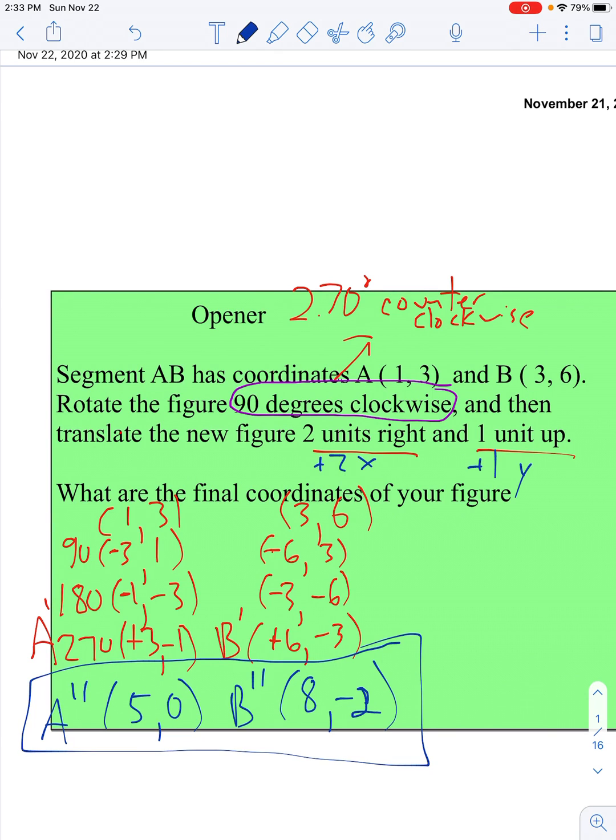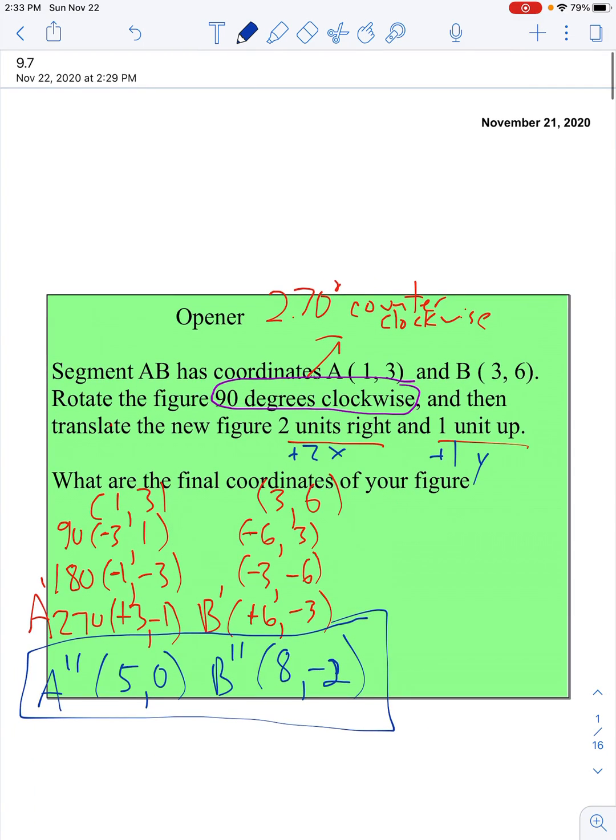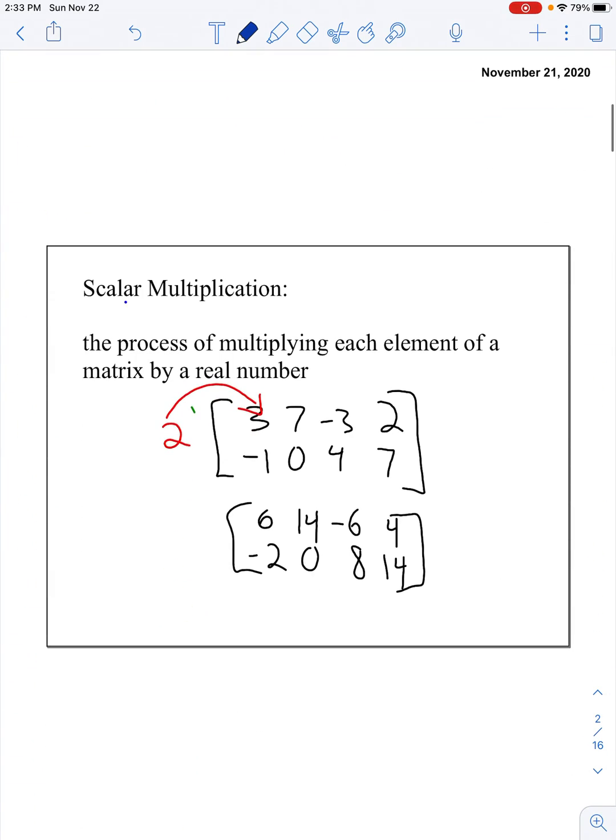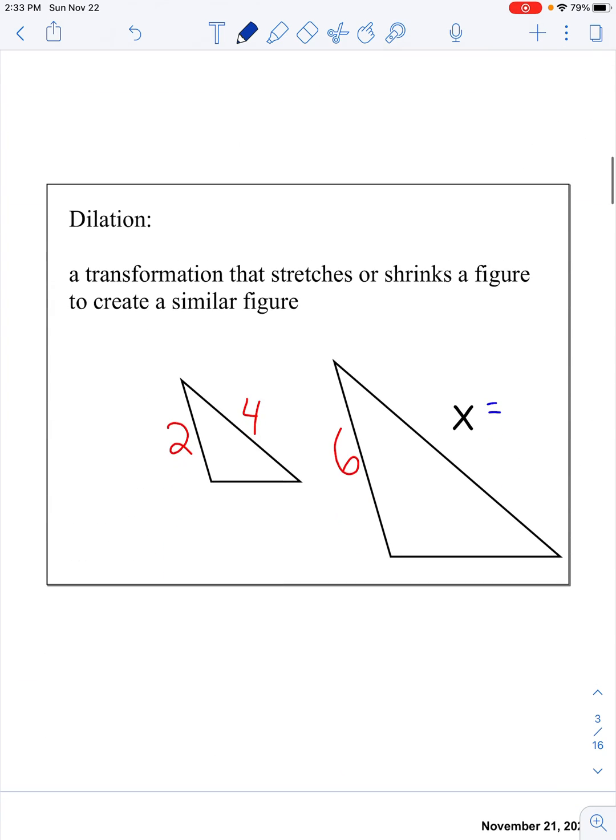All right, our last transformation is what is known as a dilation. To do a dilation, essentially all we're going to be doing is scalar multiplication. Scalar multiplication is the process of multiplying each element of a matrix by some real number. So here we multiply everything by 2. We've dealt with dilations before. Typically, they'd show you a problem like this, and you say, okay, I had to take 2 times 3 to get 6, so I'm going to take 4 times 3, and I'm going to say that X is 12.